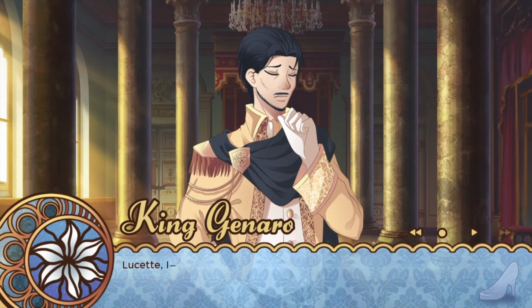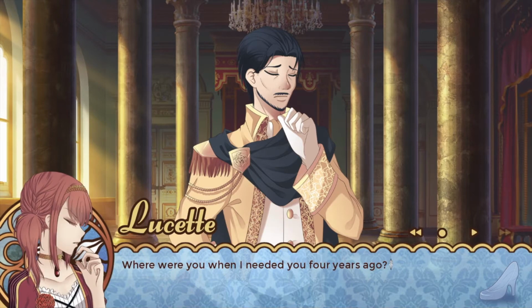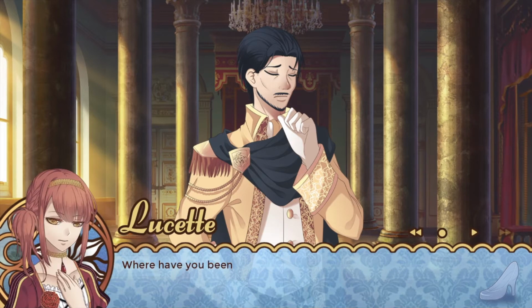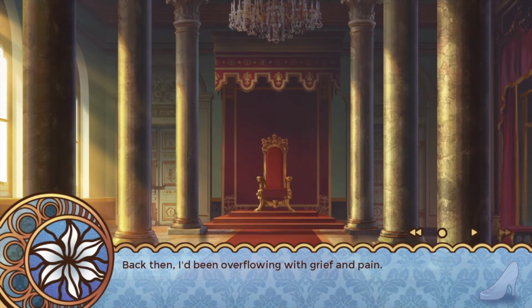Lucette, where were you when I needed you 4 years ago? Where have you been ever since? Back then, I'd been overflowing with grief and pain. I'd just lost Mother, my entire world. I'd hoped that maybe then he would have shown me love and compassion. Even just a hug to let me know someone was there.